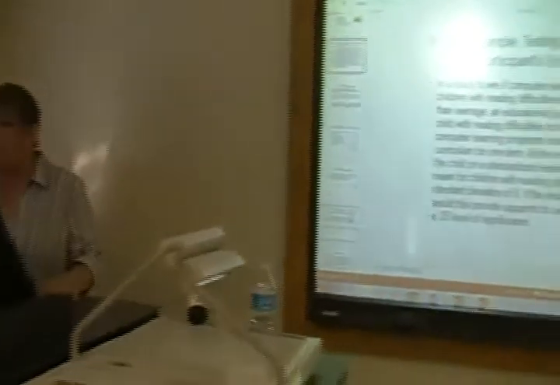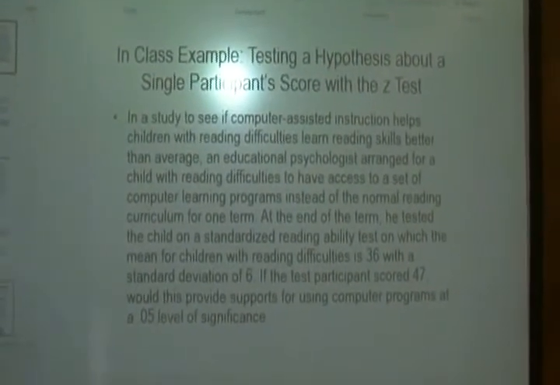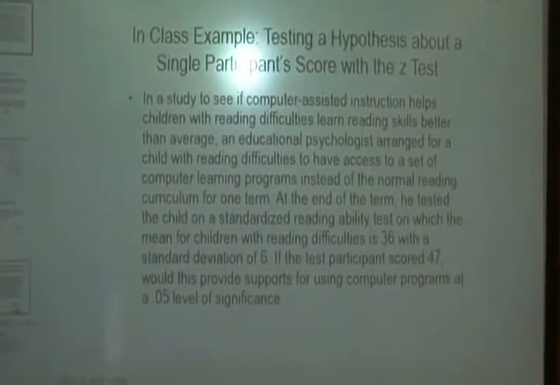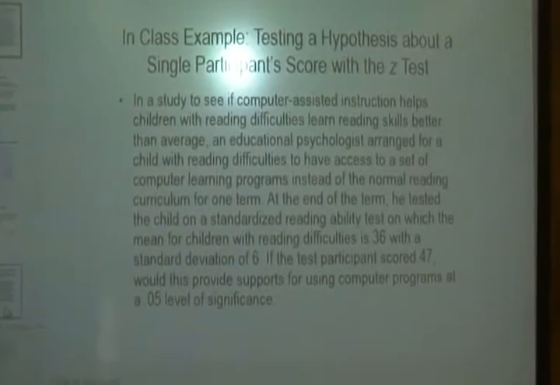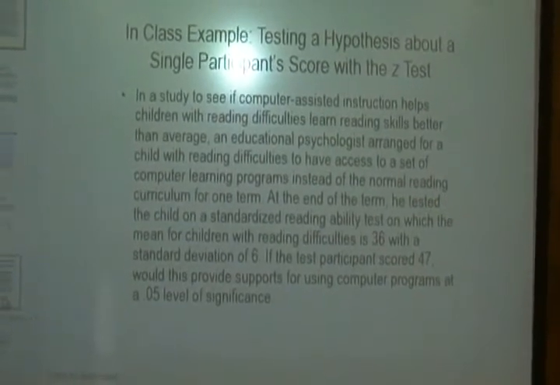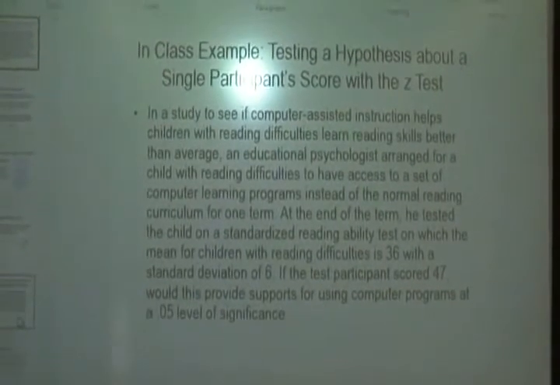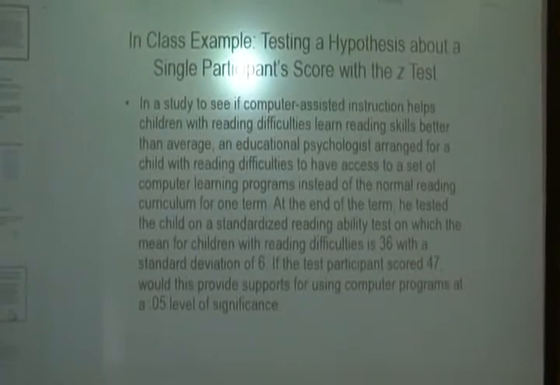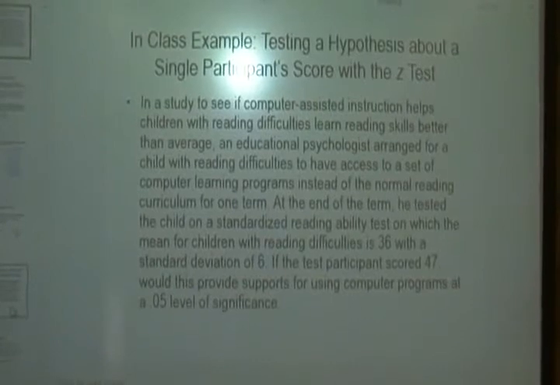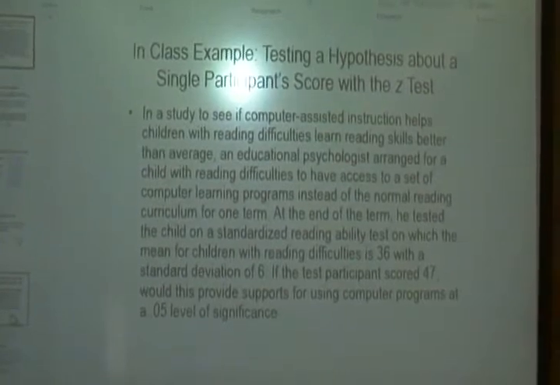So our in-class problem reads, in a study to see if computer-assisted instruction helps children with reading difficulties learn reading skills better than average, an educational psychologist arranged for a child with reading difficulties to have access to a set of computer learning programs instead of the normal reading curriculum for 1 term. At the end of the term, he tested the child on a standardized reading ability test on which the mean for children with reading disabilities is 36 with a standard deviation of 6. If the test participant scored 47, would this provide support for using computer programs at a 0.05 level of significance?